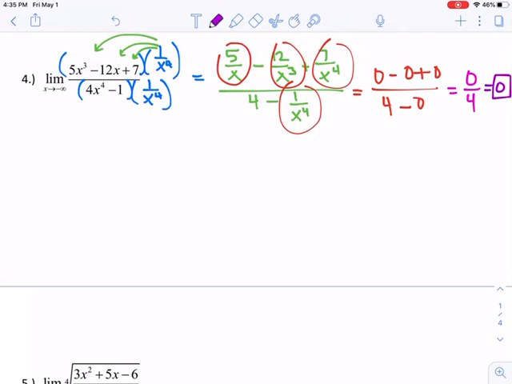Now you do want to be careful. If you are approaching negative infinity and your exponent is odd, you want to make sure you include a negative in there. But since my exponent was an even, x to the fourth, I didn't have to worry about including a negative.